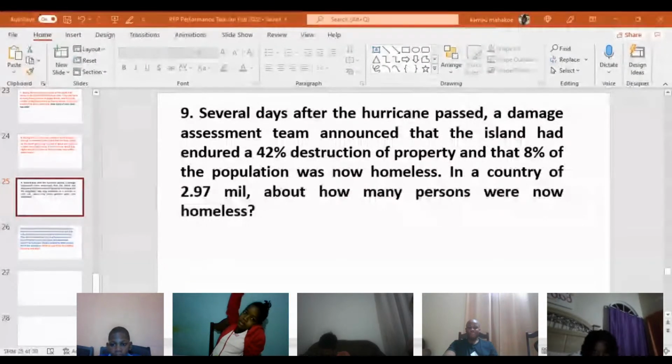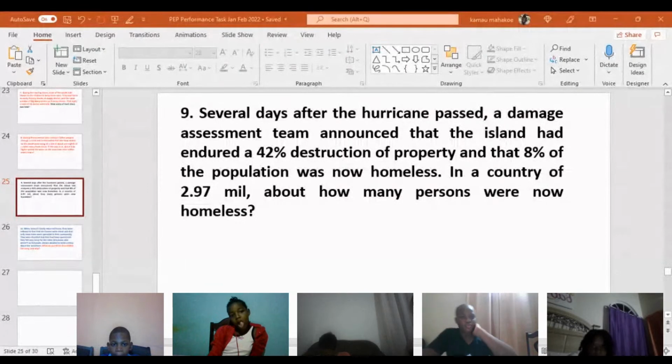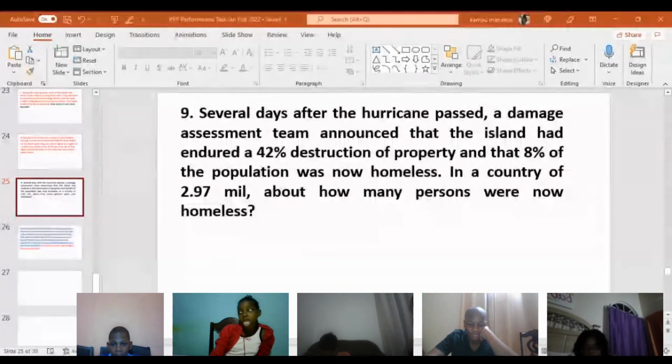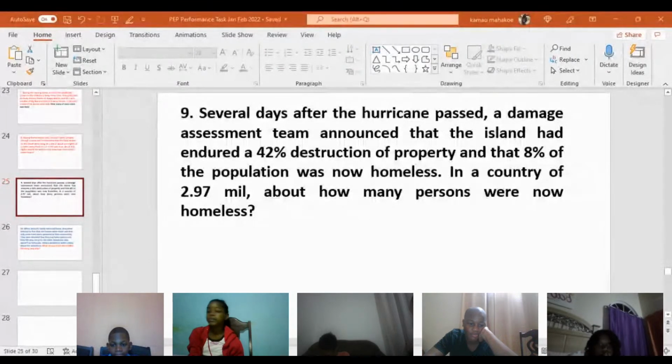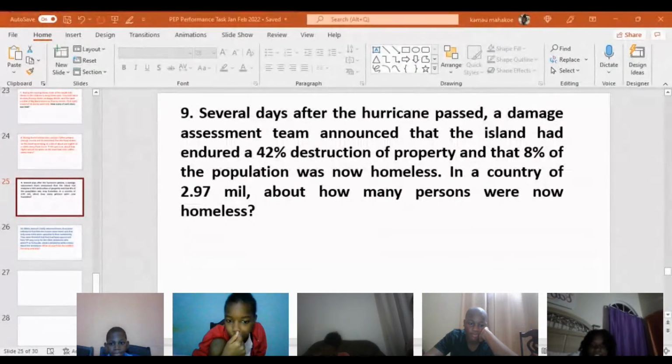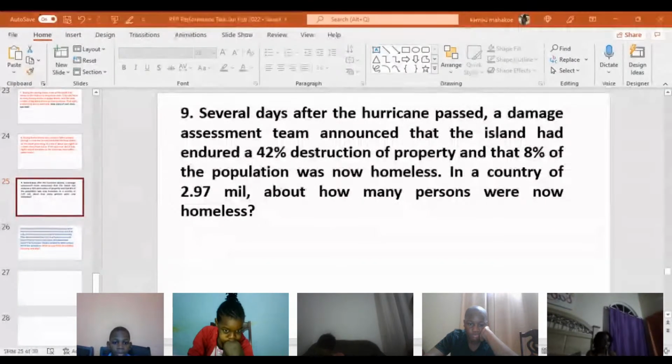8% of the 2.97 million. And how about the 42? What are we going to do with that? Miss, would it be 42% of the 2.97 million if we're assuming all of them have property? So would that be a part of the answer? I don't think so. All right. Anybody else? What should we do with the 42%?